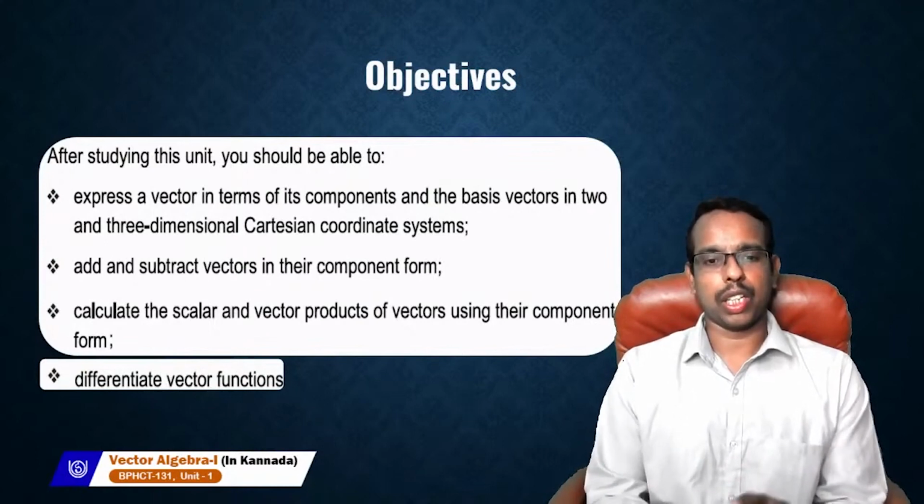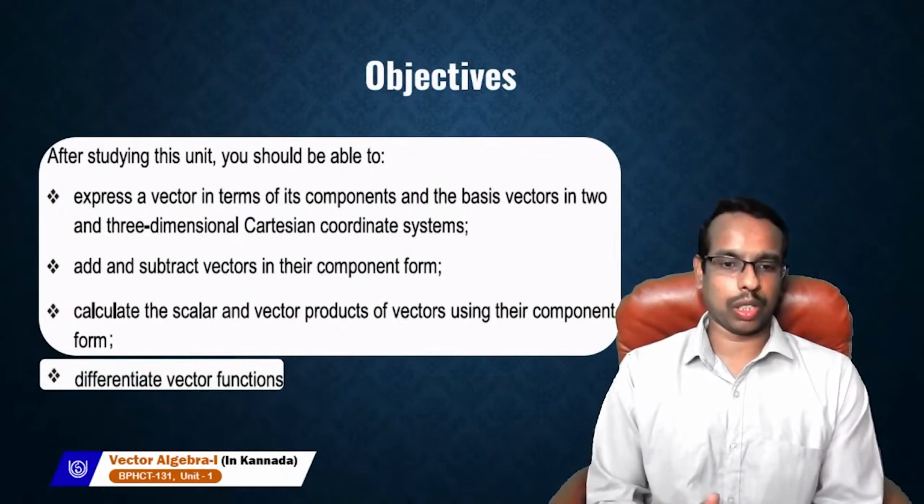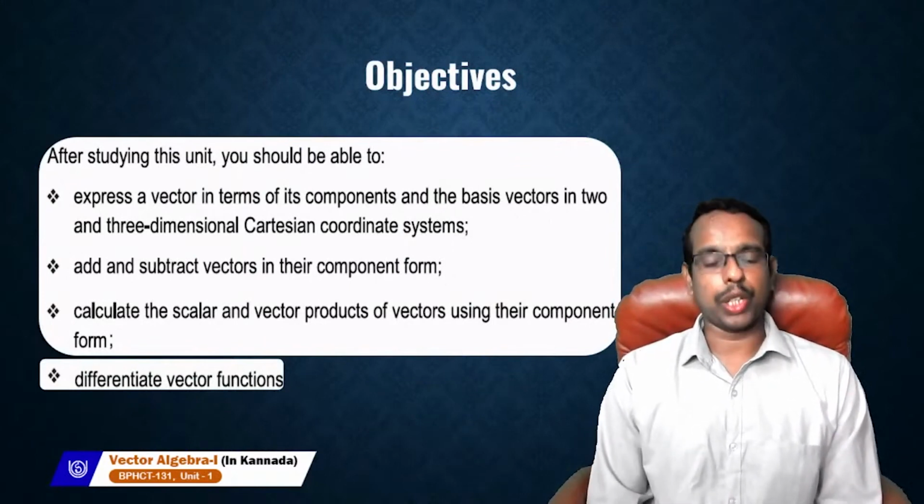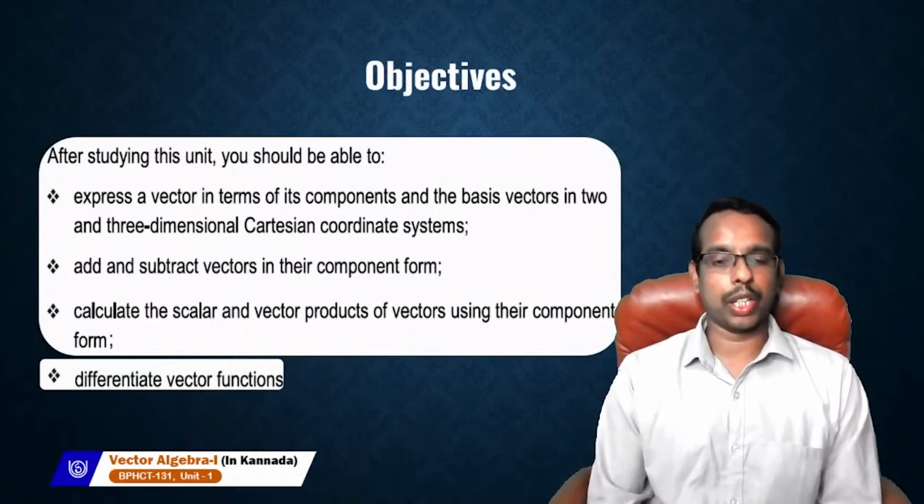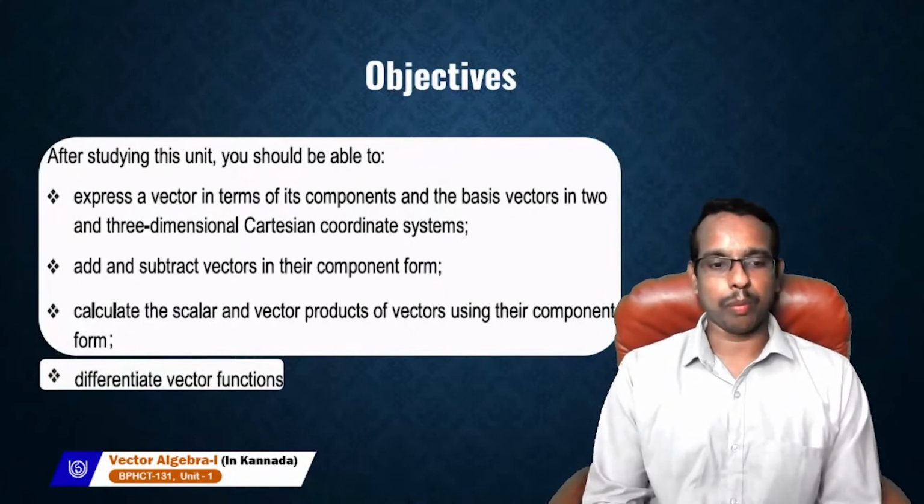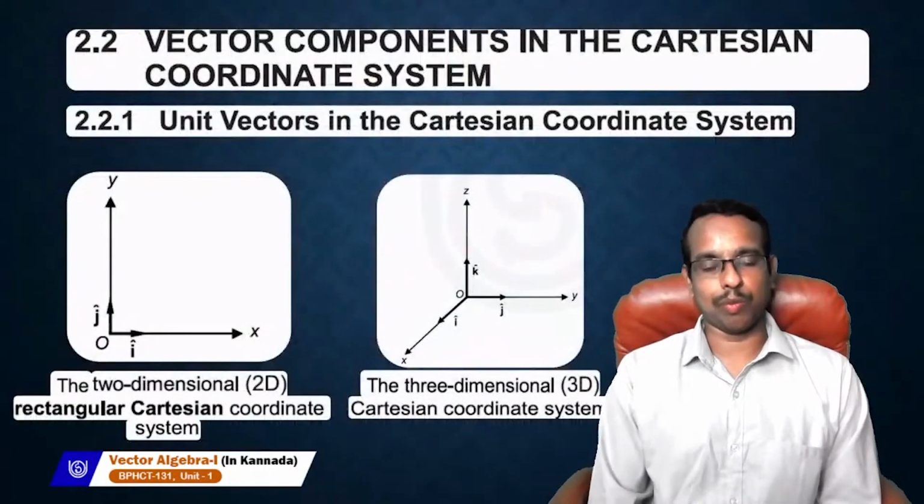So for this we use vector analysis, especially in component form. Either we use the Cartesian coordinate system, cylindrical coordinate system, or spherical coordinate system, depending upon the situation and the problem. And we will also explain the addition and subtraction in component form, and also the scalar and vector product in component form, and finally how you differentiate the vector, especially using a function.